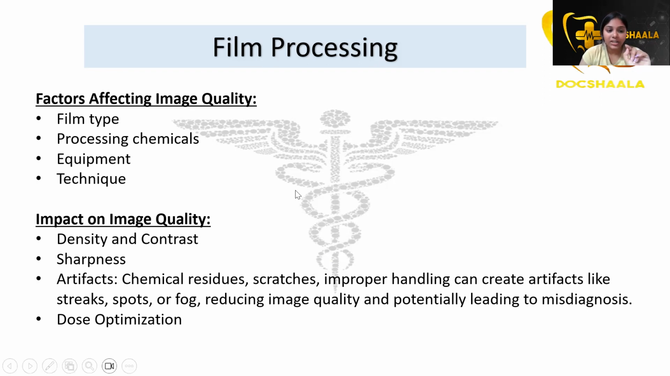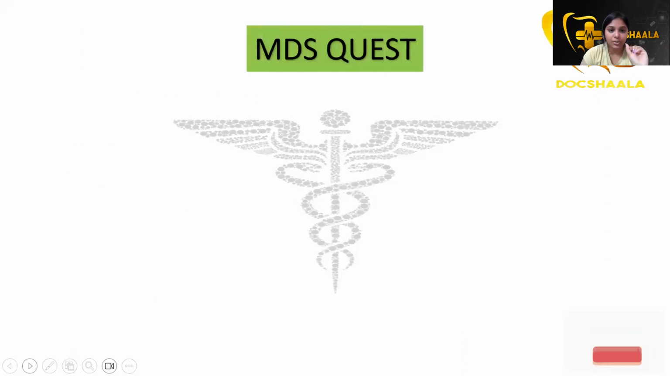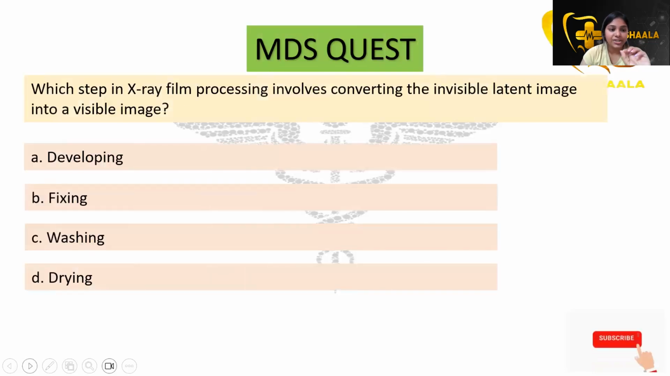The impact on image quality will be on density and contrast, sharpness, and artifacts. So this is the main important thing. Sometimes artifacts may also look like some pathology. So when artifacts are produced, it is very difficult for us to differentiate between them, and dose optimization is also required. So let's just see a question here.